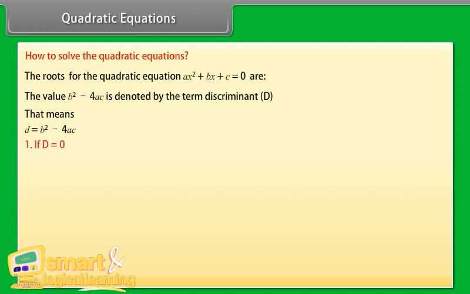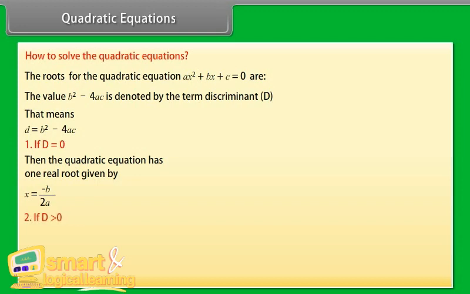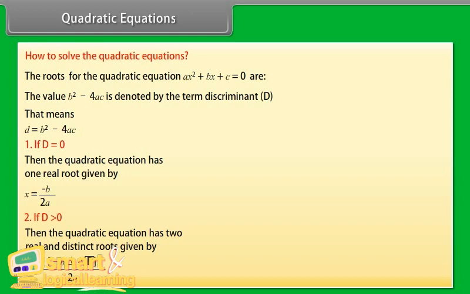1. If d is equal to 0, then the quadratic equation has one real root given by x is equal to minus b by 2a. 2. If d is greater than 0, then the quadratic equation has two real and distinct roots given by x is equal to minus b plus minus under root d by 2a.